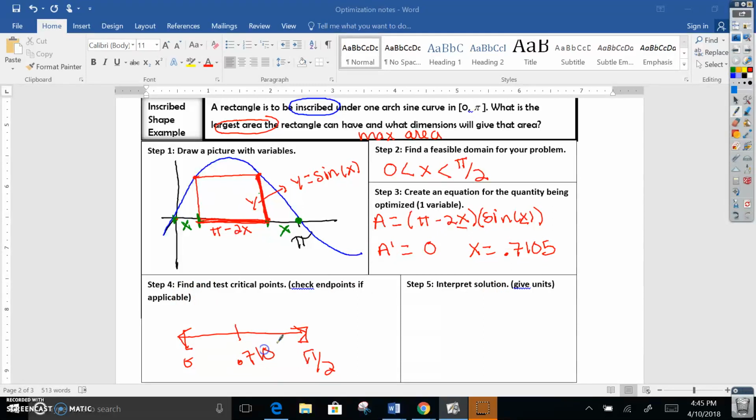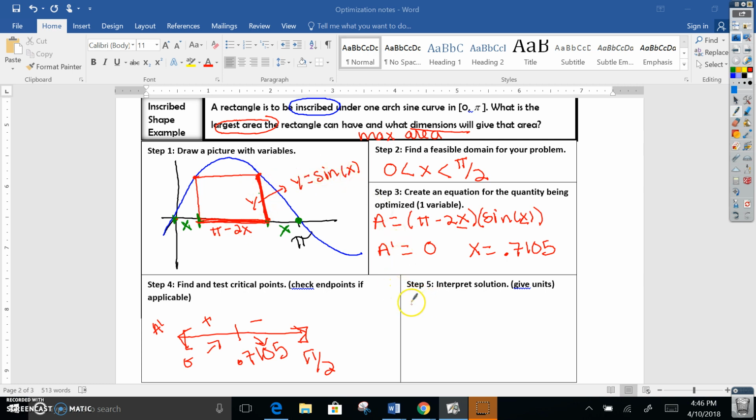You check your graph. Since it's a max area, you should get a plus going up for the A prime, and a negative, which means coming down. That would give you that max area. And so now you have to make sure you answer the question. What were the dimensions? The dimensions are going to be pi minus 2x and sine of x. So we need to make sure we get those right.